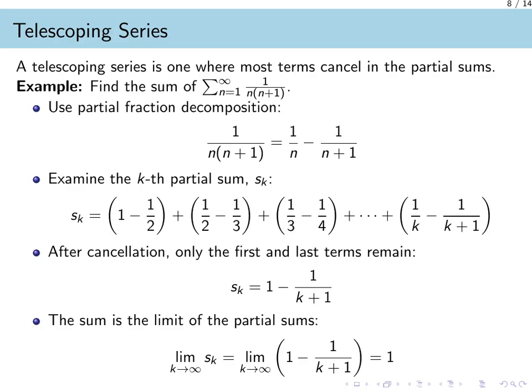This cancellation leaves only the very first part, which is 1, and the very last part, which is -1 over the quantity k plus 1. So the partial sum simplifies to just 1 minus 1 over k plus 1. To find the sum of the infinite series, we take the limit of this partial sum as k goes to infinity. The fraction 1 over k plus 1 goes to 0, so the series converges to 1.